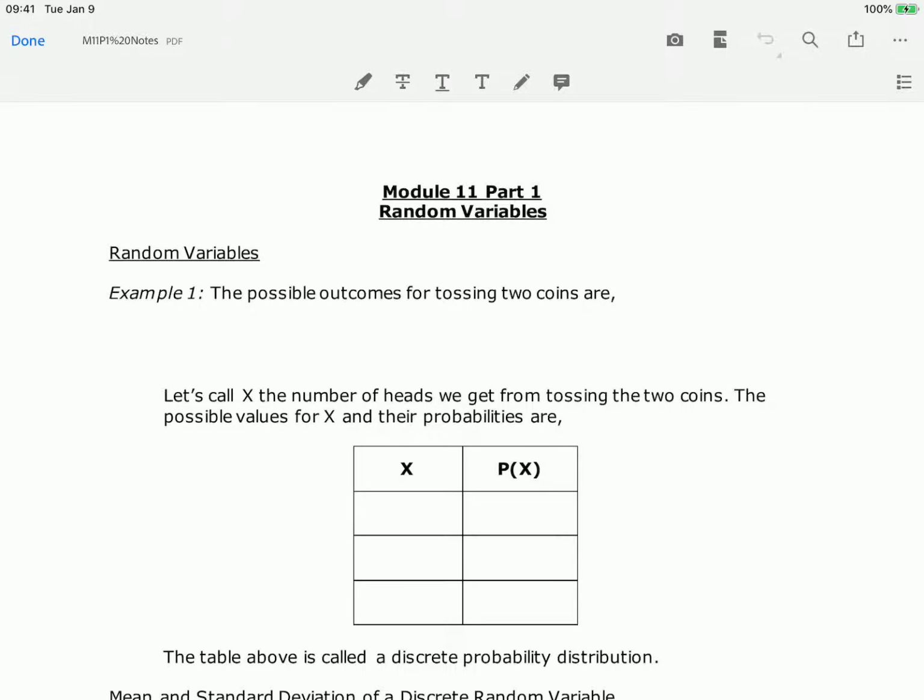Welcome to the video notes for Module 11, Part 1, an introduction into random variables. We're going to consider first an example where we toss two coins.